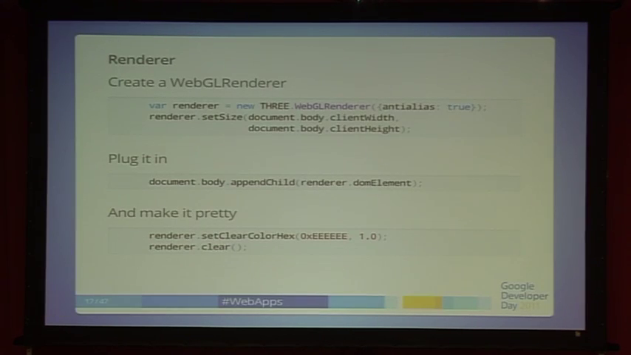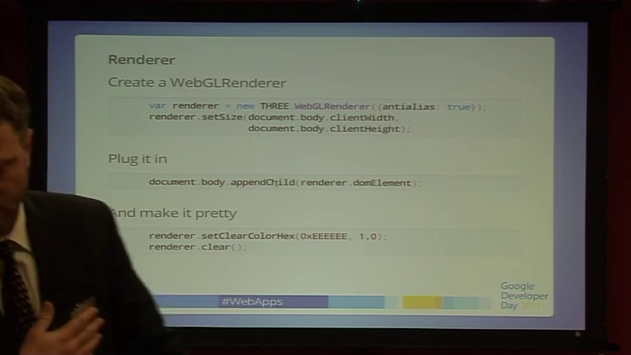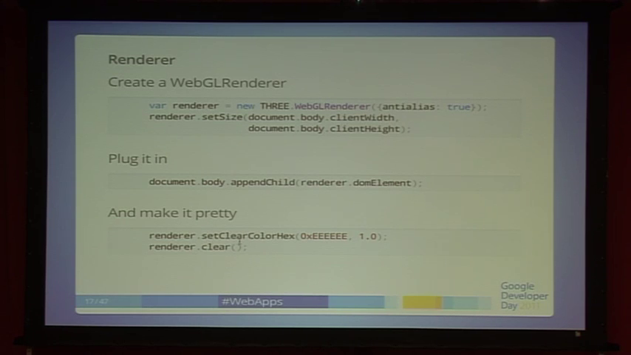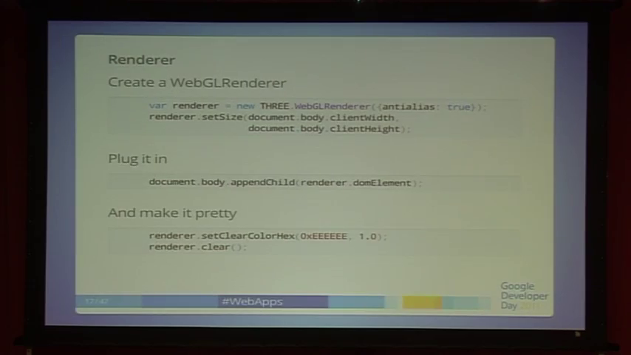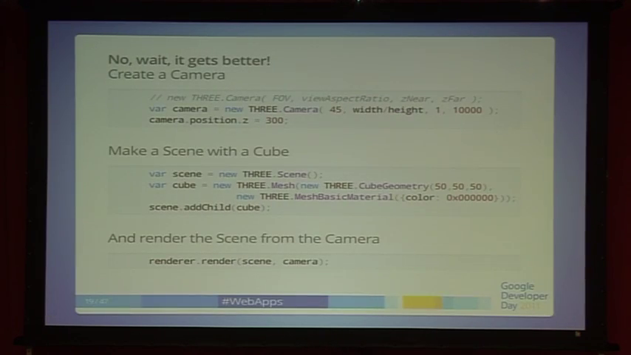So the basic setup is that you create a WebGL renderer. Here, we tell it we want an anti-aliased renderer and set its size. Put it in the document and clear it. And what we get is something very exciting. Yes, a blank screen. And it has this color on it. Very sexy. So, no, okay, it's not the end of the presentation, okay?